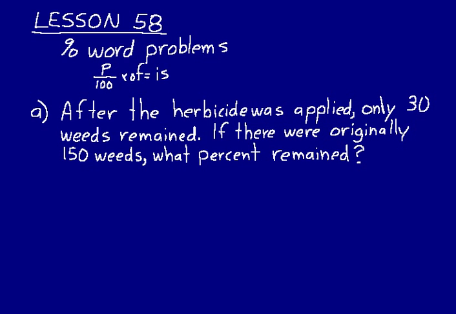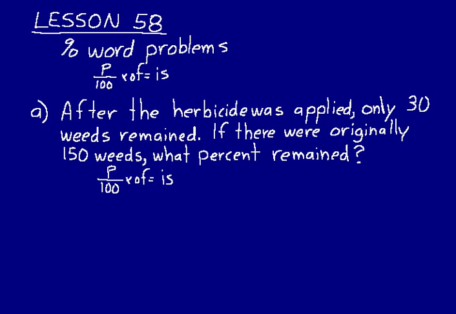Look at this practice problem. After the herbicide was applied, only 30 weeds remained. If there were originally 150 weeds, what percent remained? Well, let's just go ahead and write our formula out. P over 100 times of equals is. And let's just think about this. The question is what percent, so we don't know what percent. We know that there are 30 weeds left.